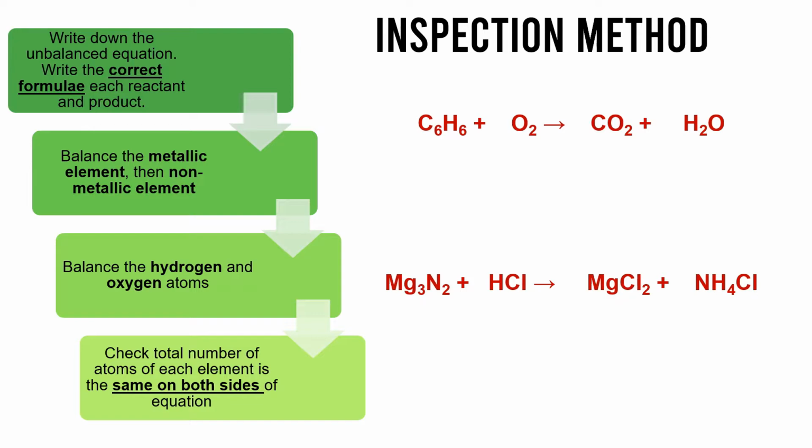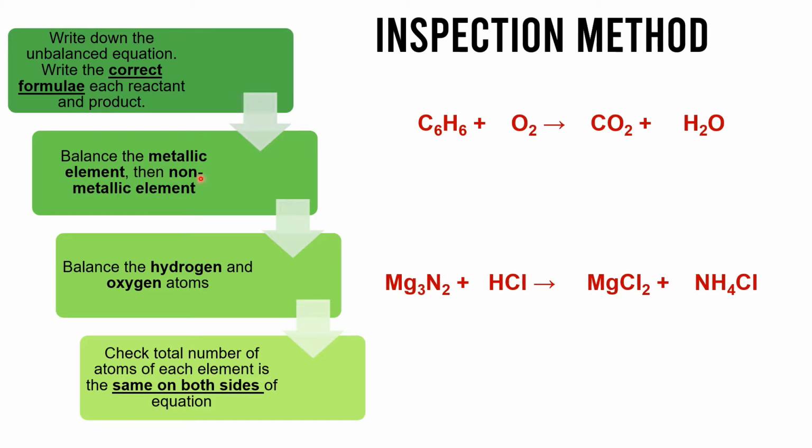Let's study the first method, the inspection method. The inspection method is actually the most common way to balance a chemical equation, and you have even learned this method during your secondary level. Now let's study the steps to balance this equation by using the inspection method. First of all, you have to write down the unbalanced equation, with the correct formula for each reactant and product. We already have one unbalanced equation right here, with its respective reactants and product.